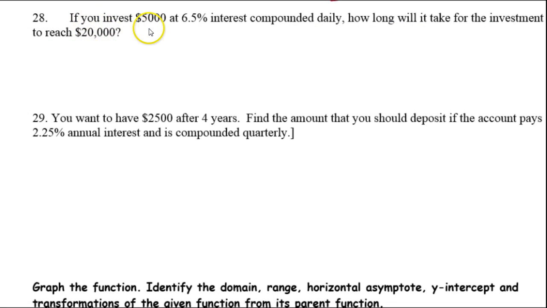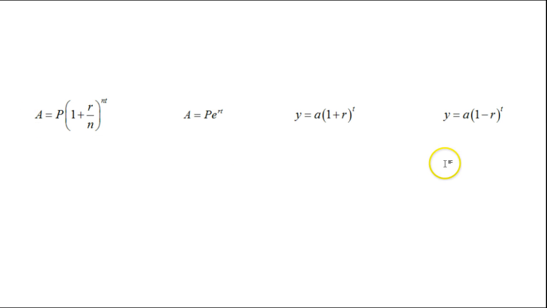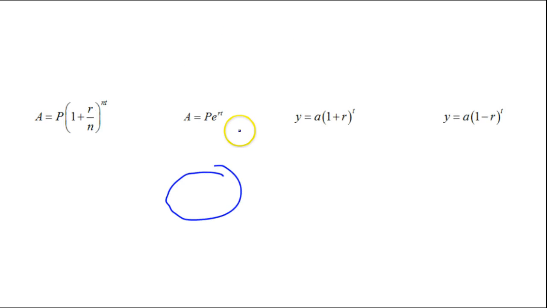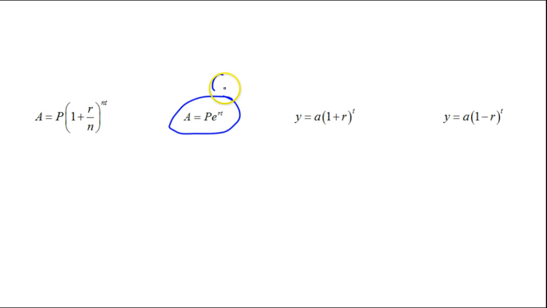And number 28, you invest $5,000 at 6.5% interest compounded daily. How long will it take for the investment to reach $20,000? So first we have to decide which formula we're going to use. These are the formulas that we choose from. This is the formula that we use when we have interest that's being compounded and we're given a certain amount of time, whether it's daily, monthly, quarterly, something like that. This is the one that we use for continuously.